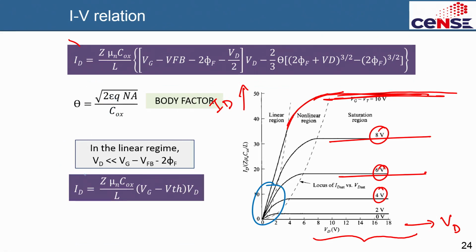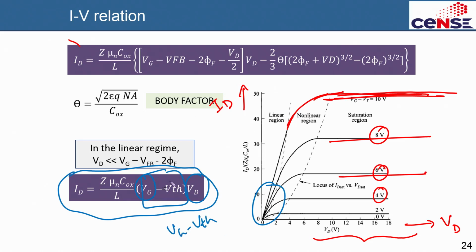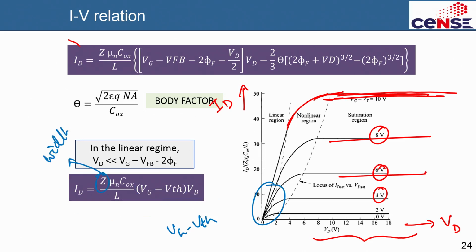So in the linear regime, the current expression will look like this. Essentially the current goes linearly with the drain voltage. Of course it has to go linearly. It also goes linearly with the gate voltage minus the threshold voltage. This quantity, Vg minus Vth, is called the gate overdrive. Then there is this Z, which is essentially W, the width of the device, the lateral dimension of the device.